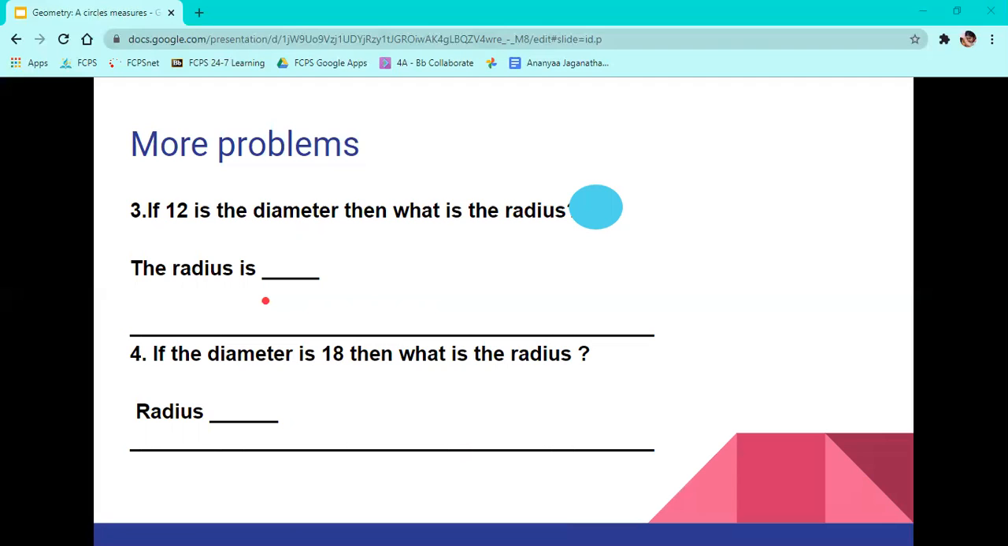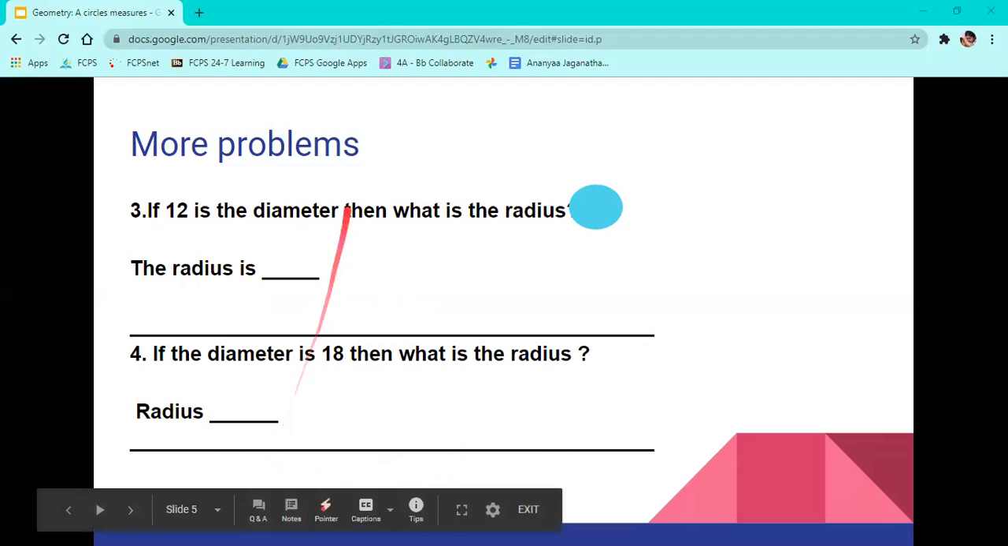If the diameter is 18, then what is the radius? I'm going to give you a few minutes to solve it since we did a practice question together. Okay, the time is done. You should have gotten your answer. Number 4's answer would be 9, because 18 divided by 2 is 9. So we can move on to the next slide.